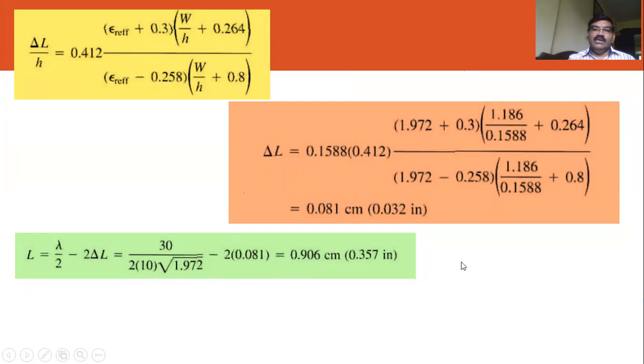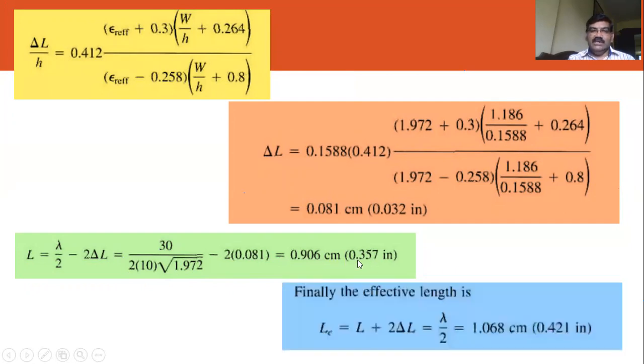This way your L is designed, and finally the effective length. What will be the effective length? The length is calculated, so the effective length will be L plus 2 times delta L. That will be approximately lambda by 2, and you can verify that. Put in the values and that will be 1.068. So this is the final answer.